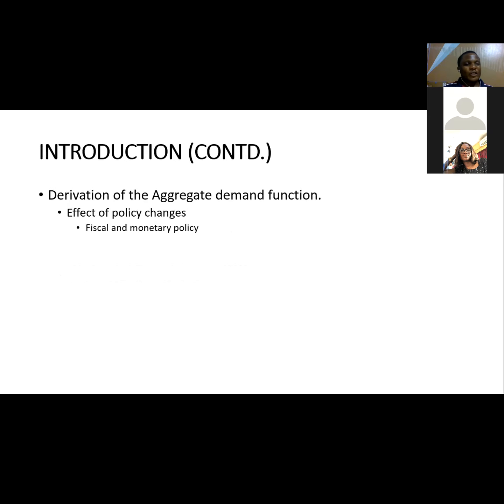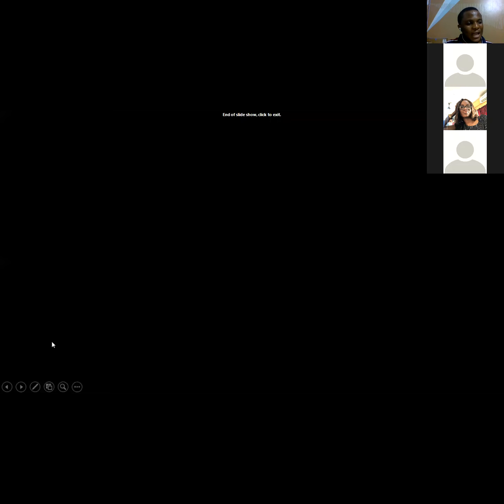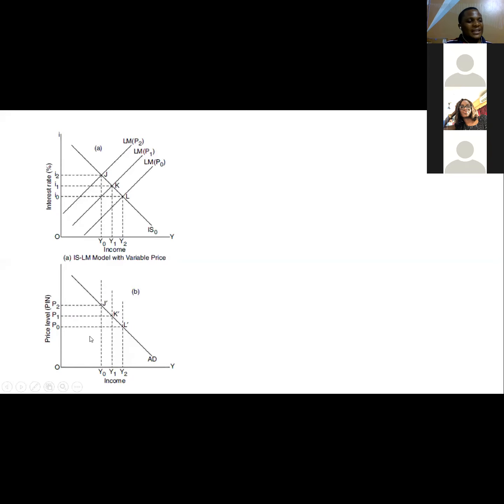Then I considered the derivation of the aggregate demand function. I've done the derivation and shown you the equation. And then let's look at the graph. You can see this is the graph. It is from your ISLM that you are able to generate your aggregate demand equation. Remember, your IS equation, we got it. Your LM equation, we got it. When you link the two together, that will give you your aggregate demand equation.